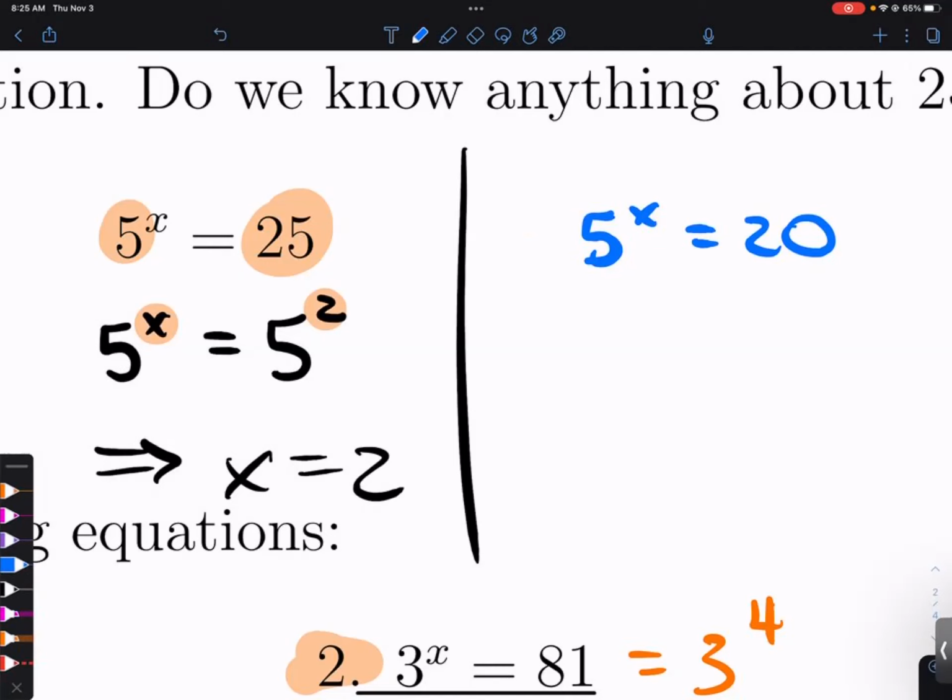If I think about it a little bit, it's going to be between 1 and 2 somewhere, but I can't really get more specific than that, right? So this has a solution somewhere. It's just that I can't guess it or clever my way through it like we can here, because 20 is not a nice power of 5, right?